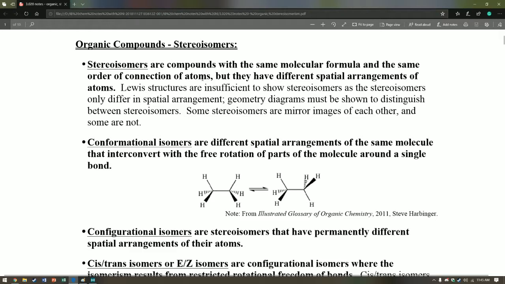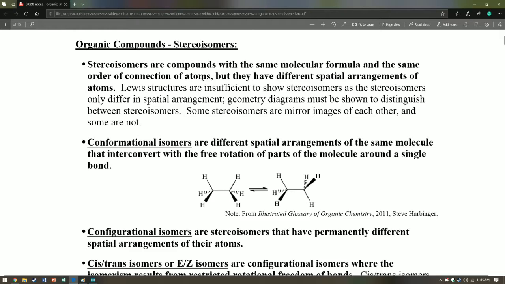What do I mean by that? Same 2D structure, different 3D structures is more or less what it amounts to. Spatial arrangement refers to the 3D part. So, geometry diagrams are typically shown to distinguish between stereoisomers. Some are mirror images of each other, which we give a special name, and others are not.